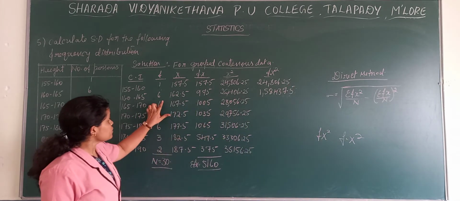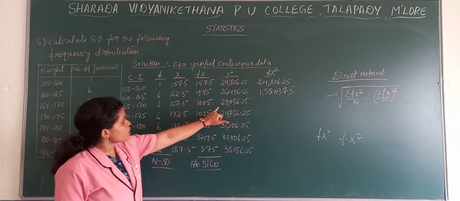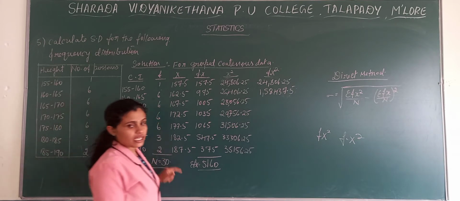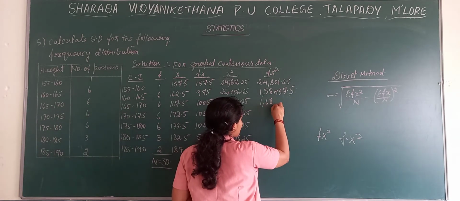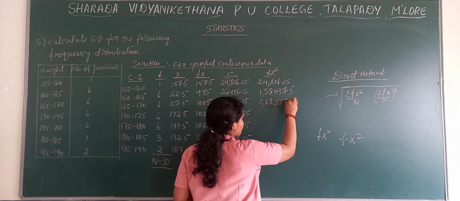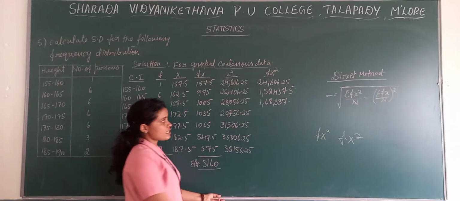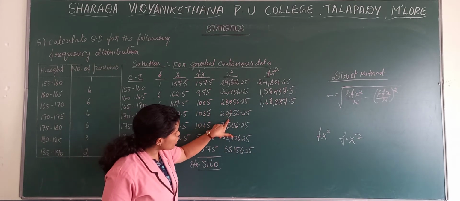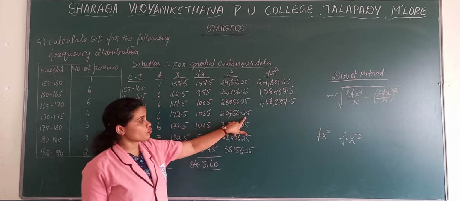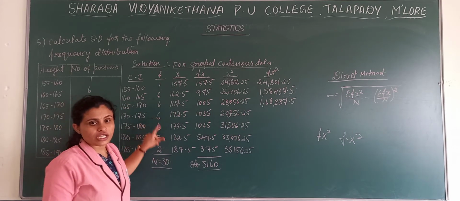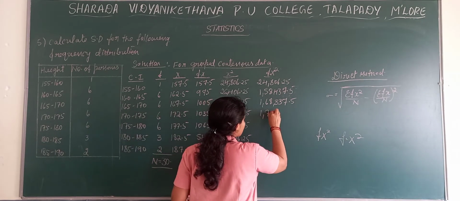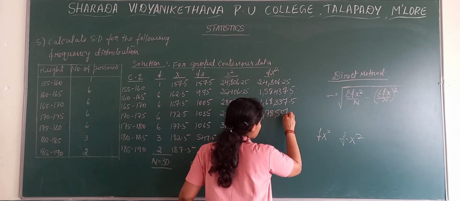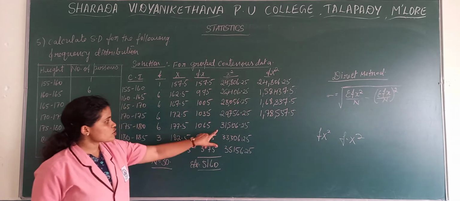1,58,437.5. Next one, 160. Next one, it is 28,056.25 into 6. And there you get 1,68,337.5. Then next one, 2,29,756.25 into 6. So there you get 1,78,537.5. The next one.